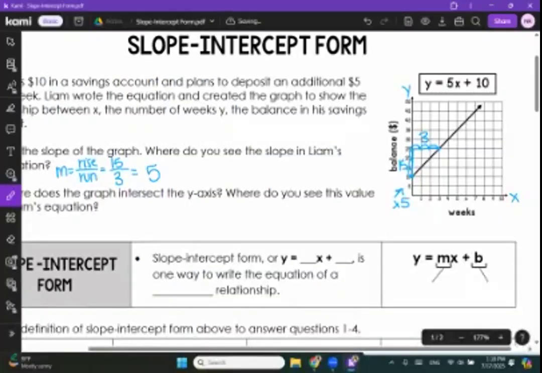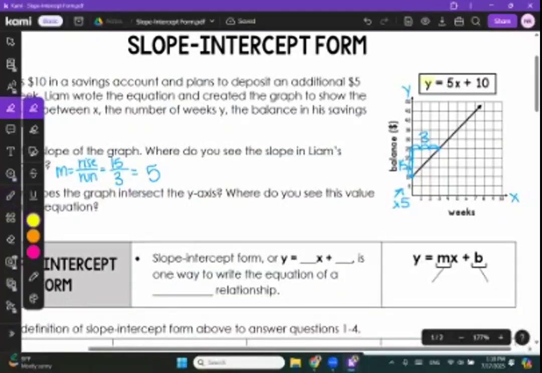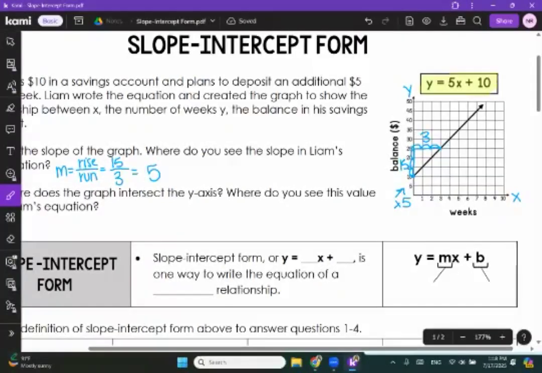Where do you see that in this equation that they've given us? You see it in the coefficient. It is the coefficient of x.